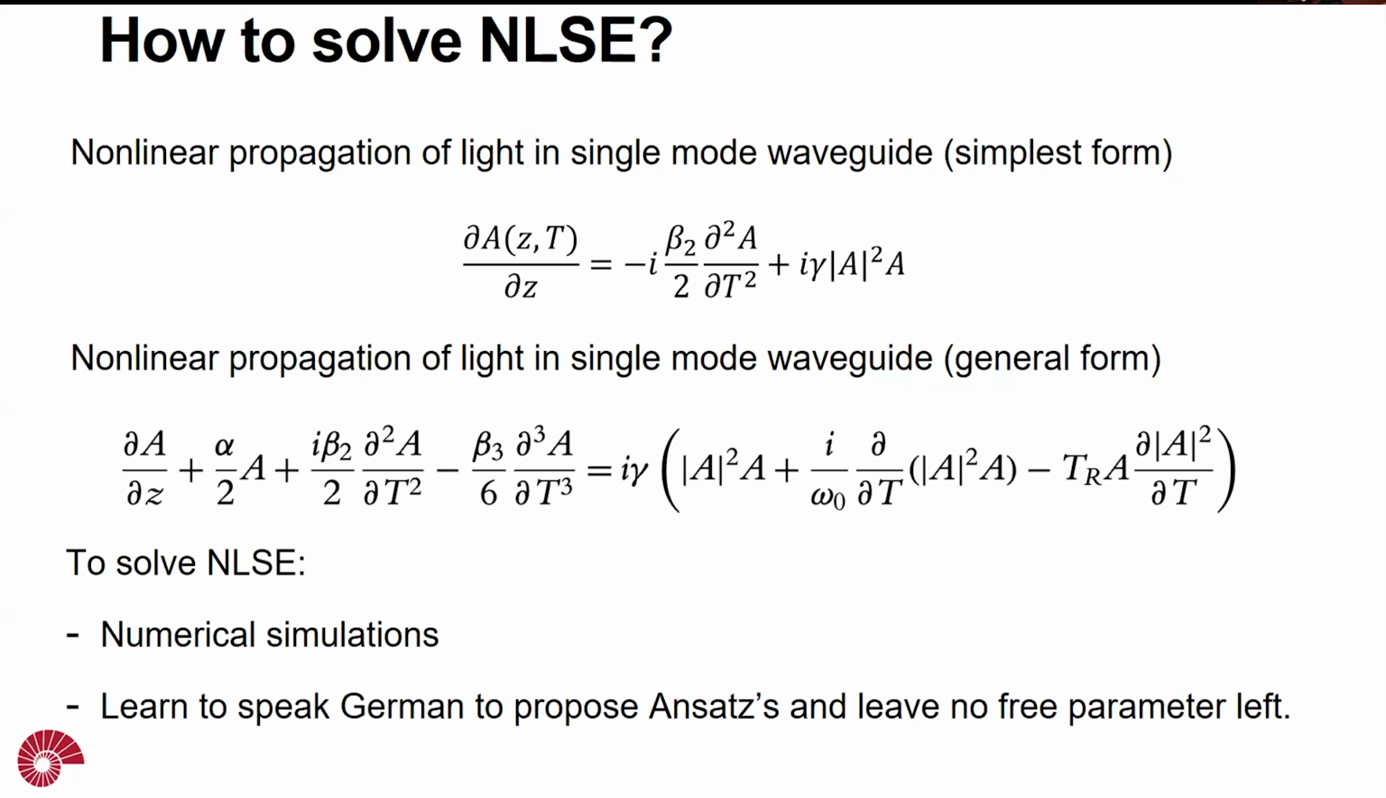So how are you going to solve this nonlinear Schrödinger equation? Well, we know that there's no analytical solution. We know that we cannot solve it with pen and paper. It's actually something we know. So you have two ways of solving it. One, you need to do numerical simulation like we do, or you need to learn German to propose an ansatz.